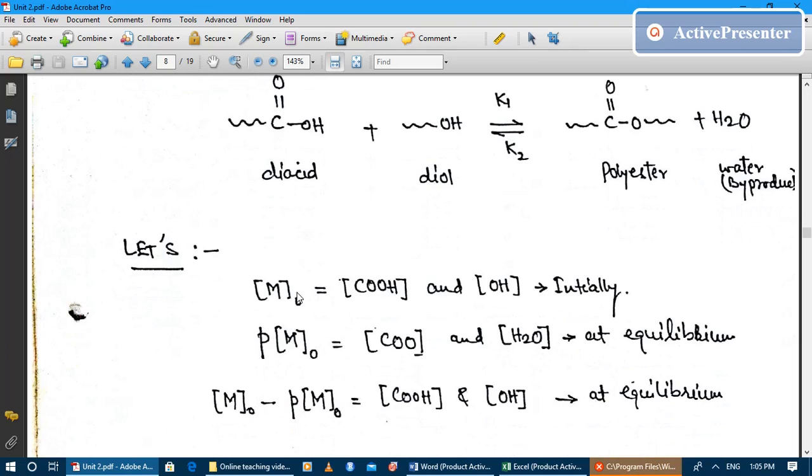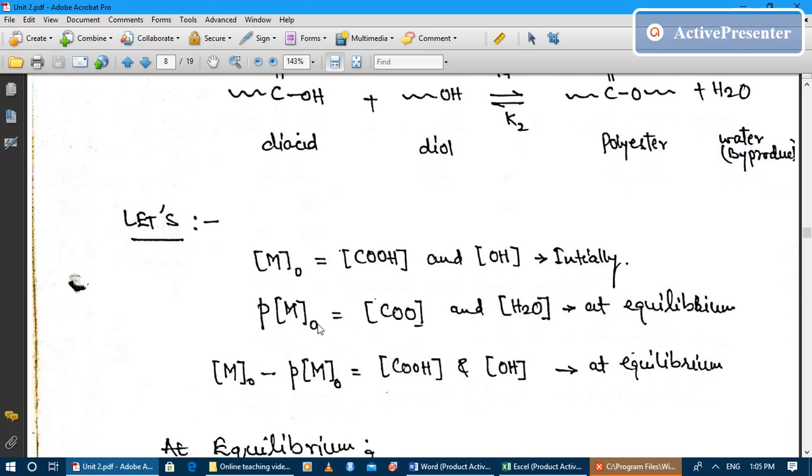Here let us consider that M naught is the concentration of the carboxylic group and hydroxyl group initially taken. pM naught is the concentration of polyester, COO and H2O at equilibrium, and M naught minus pM naught is the concentration of the carboxylic and hydroxyl group at equilibrium.